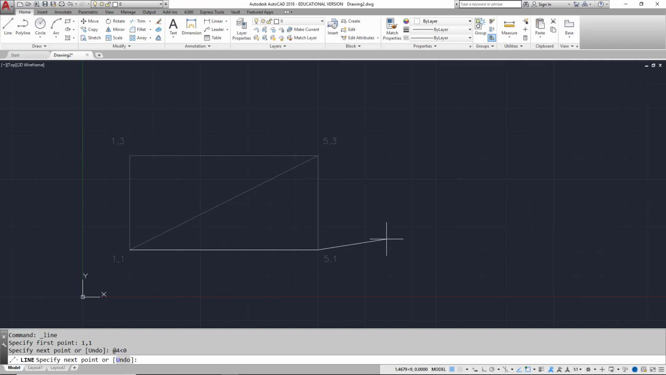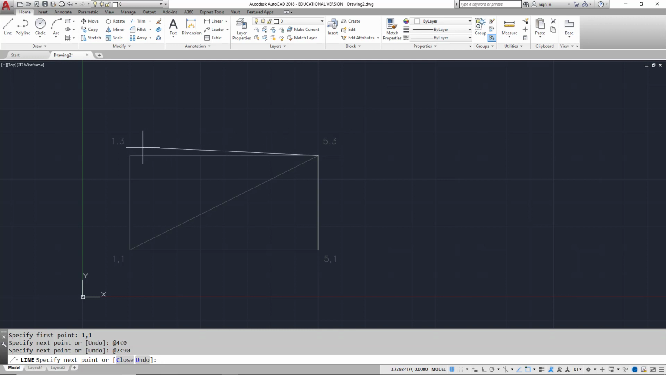The following segments are done just the same. Straight up is an angle of 90. Remember, straight out to the right is 0. Coming off at an angle like this would be 45. Coming straight up would be 90. Coming back over this direction would be 135. 180, and so on. So what I'll tell the computer is at, meaning from the previous point, I'm going to go a distance of 2 units at an angle of 90 degrees. Enter. Notice that it drew that second line in there.